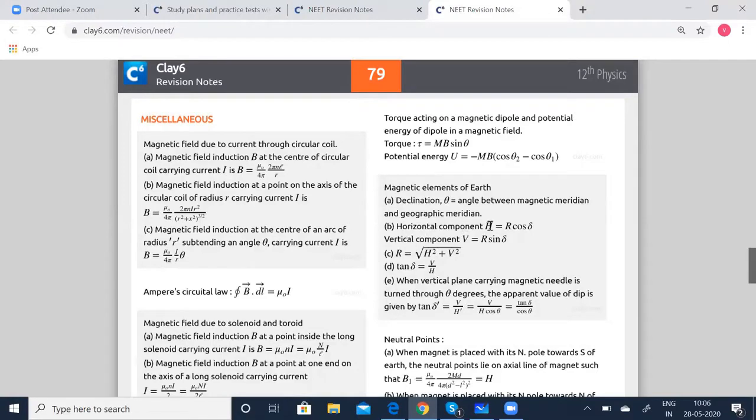theta. Horizontal component is given by H equal to R cos delta. Delta is the angle made by the horizontal component along the axis, okay, so R cos delta, and the vertical component is given by R sin delta, where R is the resultant of these two, that is the horizontal and the vertical component. So you can also say R is equal to root of H squared plus V squared, and tan delta is equal to V by H, where V is the vertical component and H is the horizontal component.